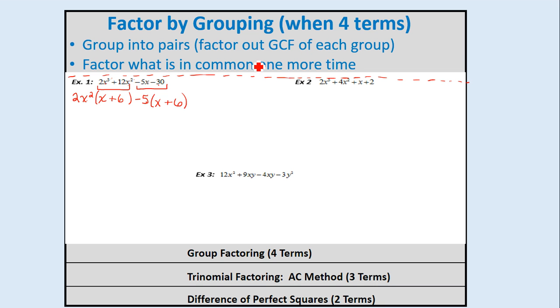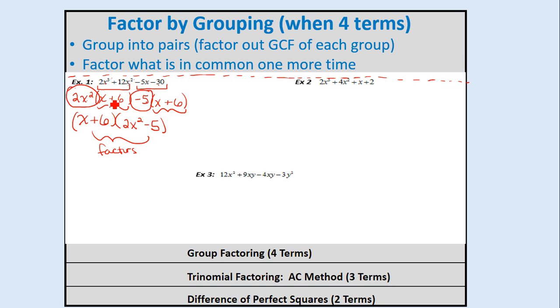Now we factor what is common one more time. So notice that in this problem, see how that x plus 6 is repeating in both parts of my factor here? I'm going to factor out an x plus 6 from both halves of this problem. So my x plus 6 gets factored out, and what's left? What's the leftover pieces here? That'd be this part and this part once I factor out that x plus 6. So my other factor would be 2x squared minus 5. So one factor is x plus 6, the other factor is 2x squared minus 5. Both of these are my factors.